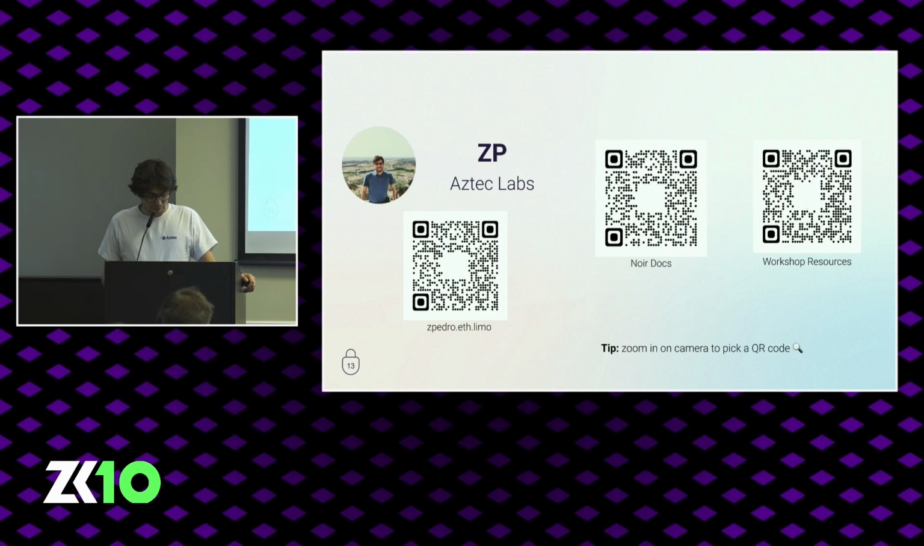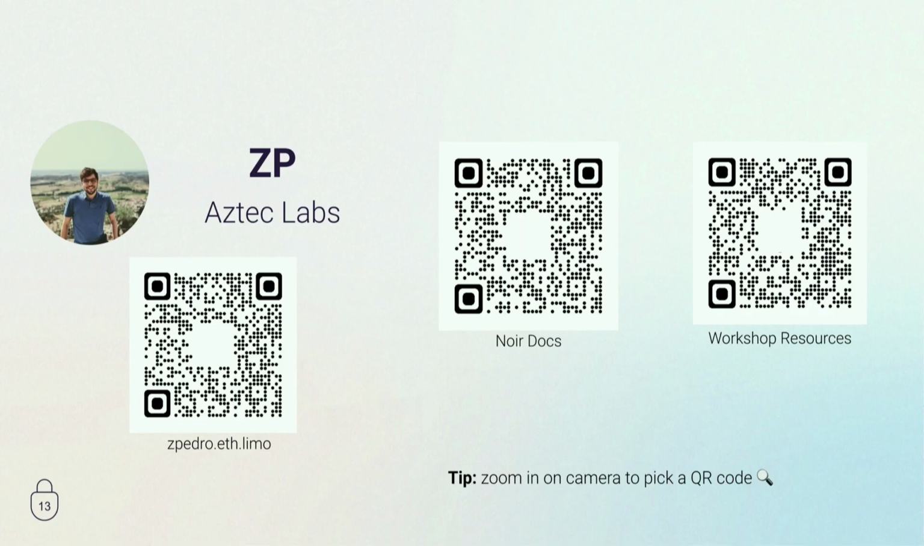So I have here my 3 QR codes. I guess the most important is the latest one if you're following with your laptop, because it has some resources. There's also the Noir docs, which have everything that you're going to be using today.